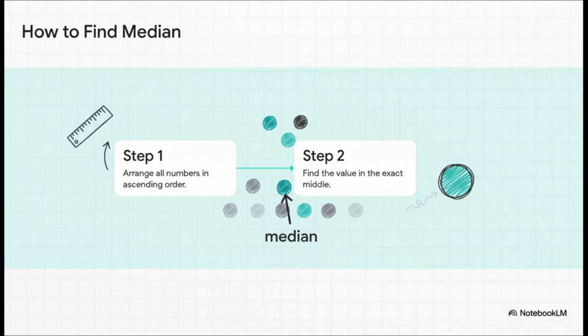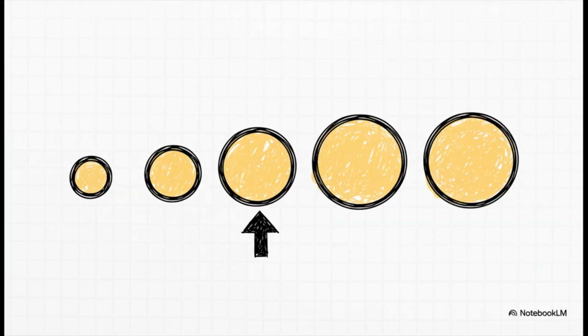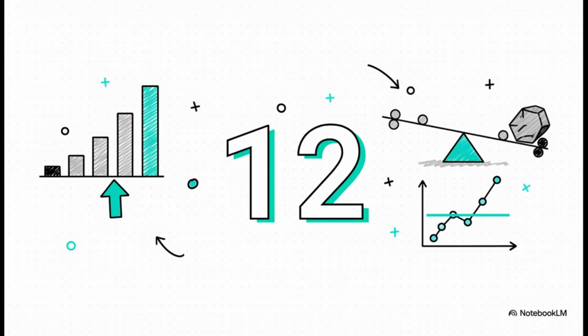So how do you find it? It's just two easy steps. Let's jump into a quick example. Okay, first up, let's take a set with an odd number of values, already put in order. See? The number right in the middle, that's your median.